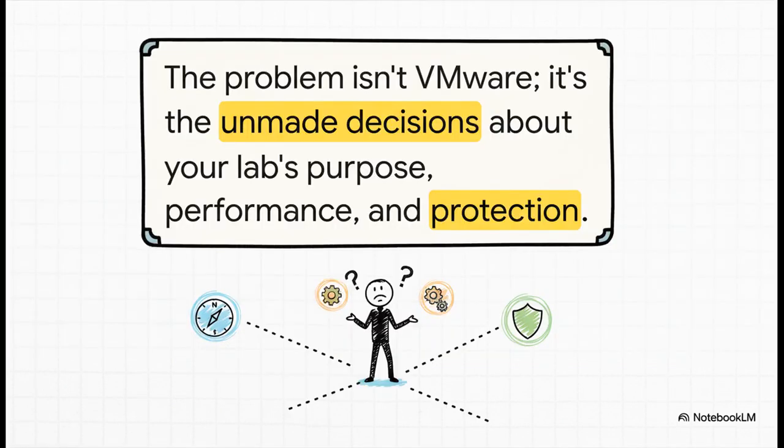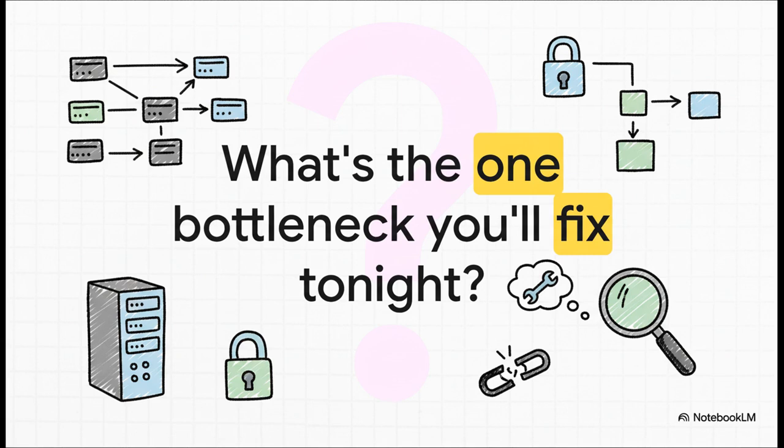So here's the real takeaway from all of this. The frustration you're feeling, it doesn't come from the software. It's not VMware's fault. It comes from all those small, unmade decisions that just pile up over time. By consciously deciding on your lab's purpose, tuning its performance, and protecting your work, you are taking back control. And that brings us to the end.